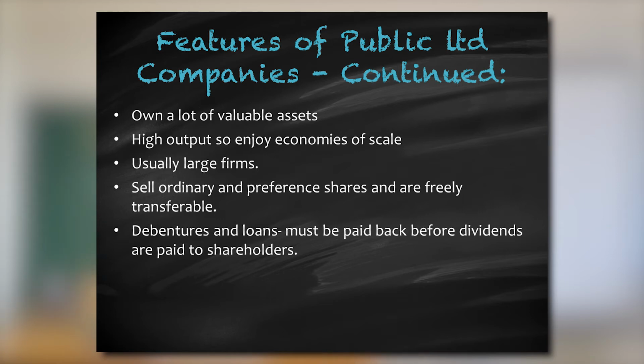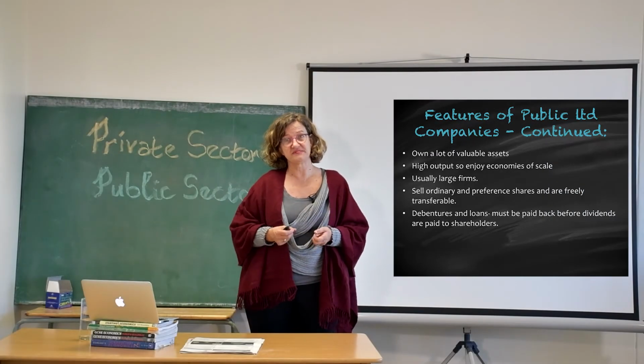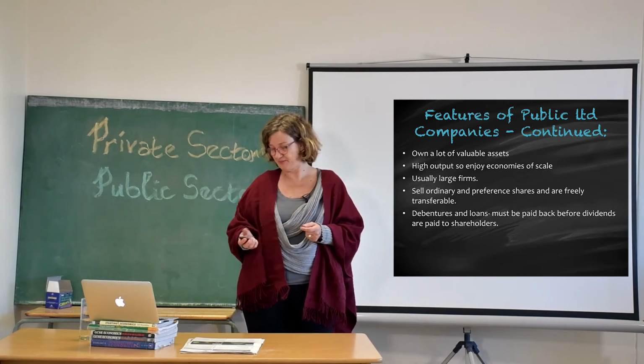They sell two types of shares, which are called ordinary and preference shares. They also sell debentures, and in addition to the money from the shares that they sell, they also get money through issuing debentures, or by taking out loans. So that's where the money for a public company comes from.